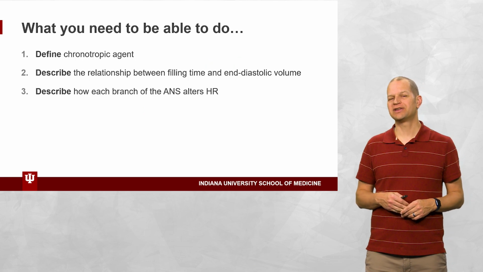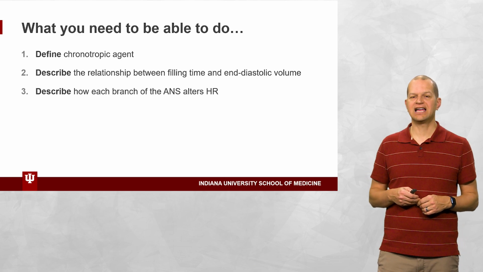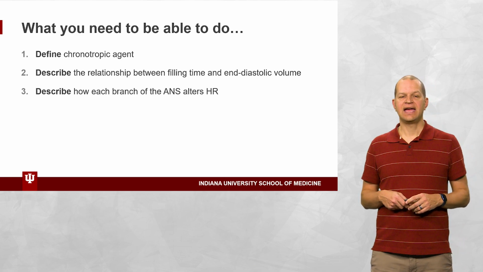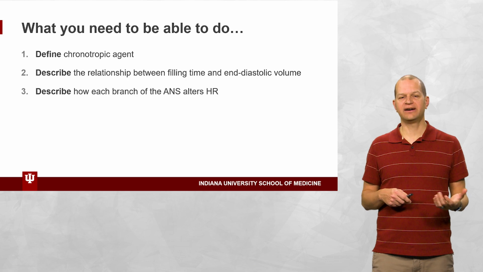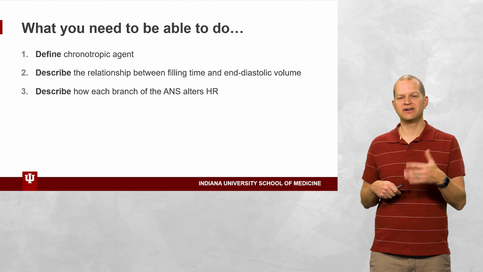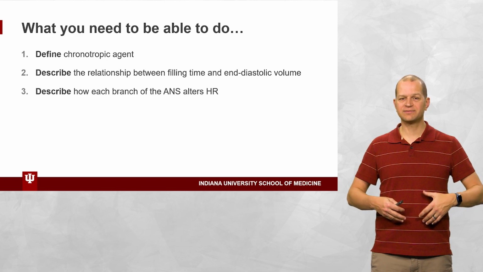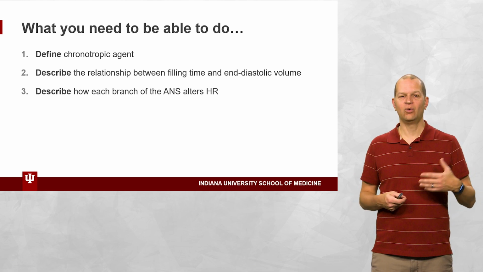So at the end of this video, can you define chronotropic agent? Can you describe the relationship between filling time and end diastolic volume? And can you describe how each branch of the autonomic nervous system alters heart rate? And I'm not saying, oh, sympathetic increases, parasympathetic decreases. Be more specific. What's the neurotransmitter? What kind of channels does it open? What's the effect?